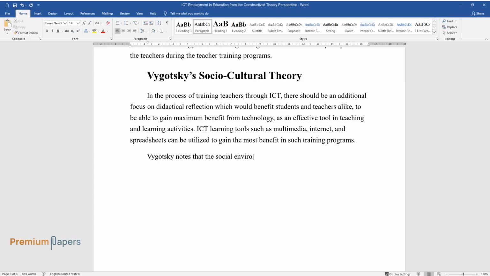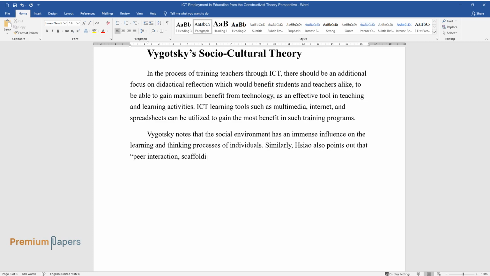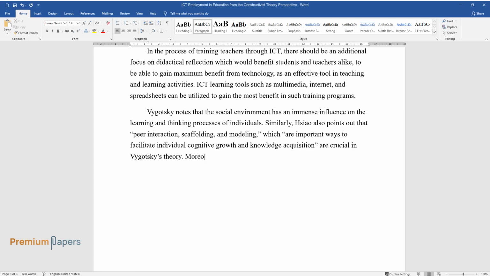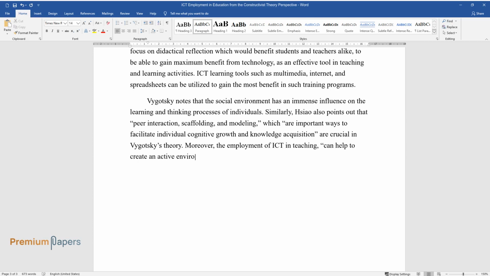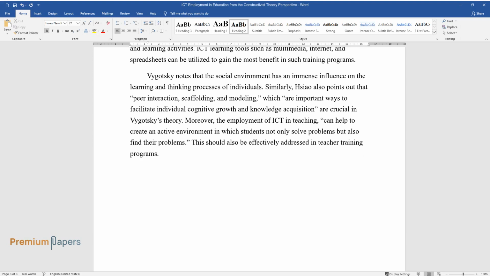Vygotsky notes that the social environment has an immense influence on the learning and thinking processes of individuals. Similarly, Siow also points out that peer interaction, scaffolding, and modeling, which are important ways to facilitate individual cognitive growth and knowledge acquisition, are crucial in Vygotsky's theory. Moreover, the employment of ICT in teaching can help to create an active environment in which students not only solve problems but also find their problems. This should also be effectively addressed in teacher training programs.